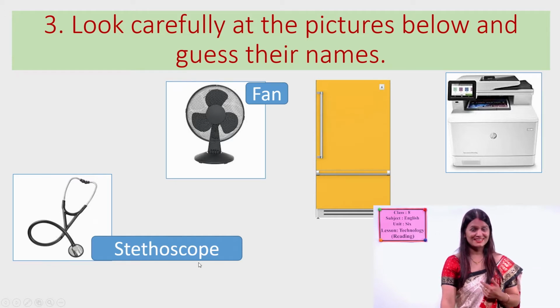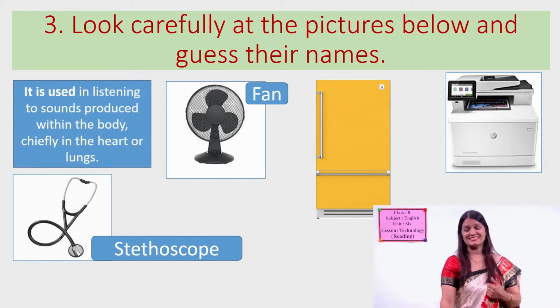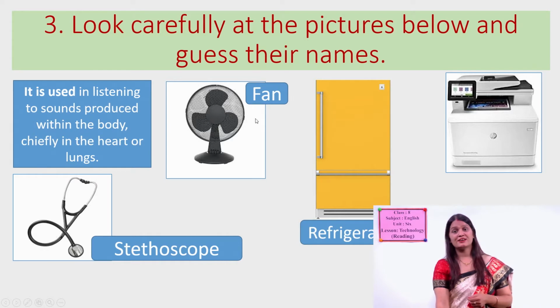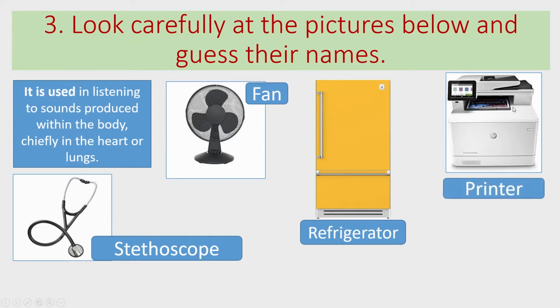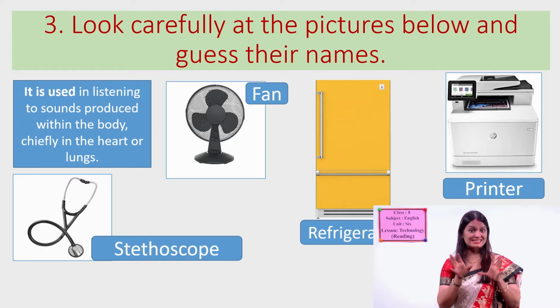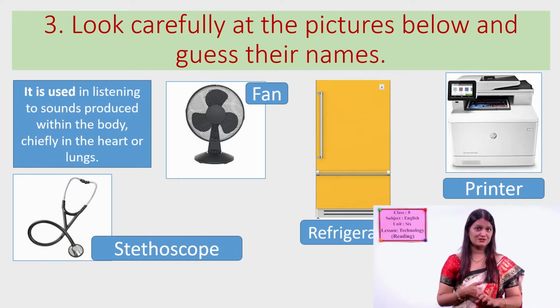Okay, so have you ever seen this? Yes, of course you have seen. You know what it is used for? Yes, it is used in listening to sounds produced within the body, mainly in the heart and lungs. Okay, a doctor carries this stethoscope, right? So this one is a refrigerator. Can you see what is this? Yes, this is a printer. So these are also examples of technology. You know, I have shown you some other things. I have talked about some technologies, right? We had also discussed what is technology, and these are the examples of some technology, right?